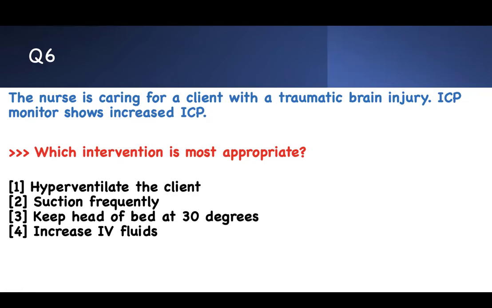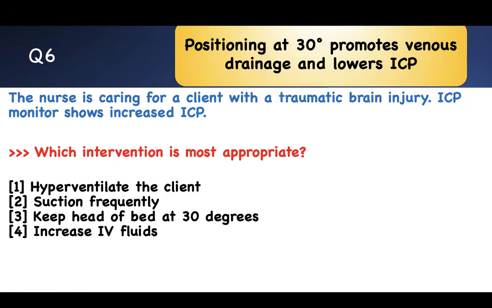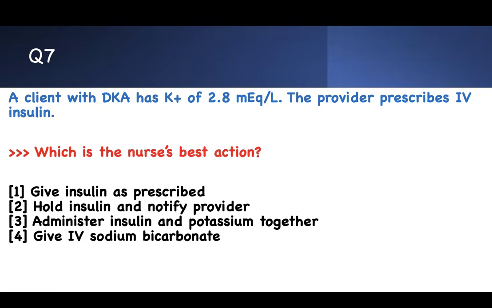Now I have what? Head of the bed. It will drain blood from the brain and will help decrease ICP. So positioning at 30 degrees promotes what? Venous drainage, and this lowers ICP. You can see how I give you the concept and then use the concept to answer the question. So know the concept, and then you'll be able to answer this question.